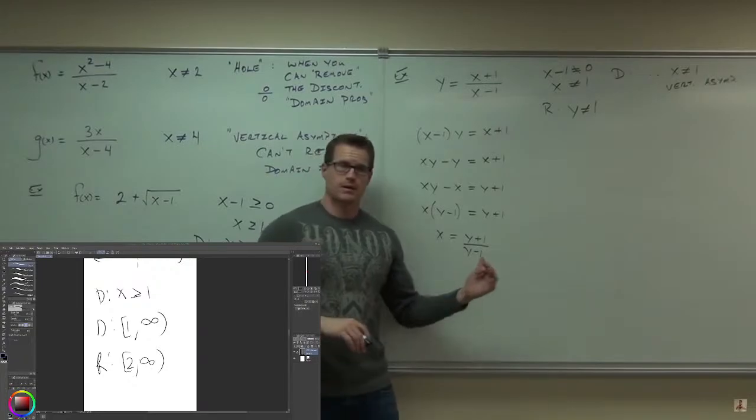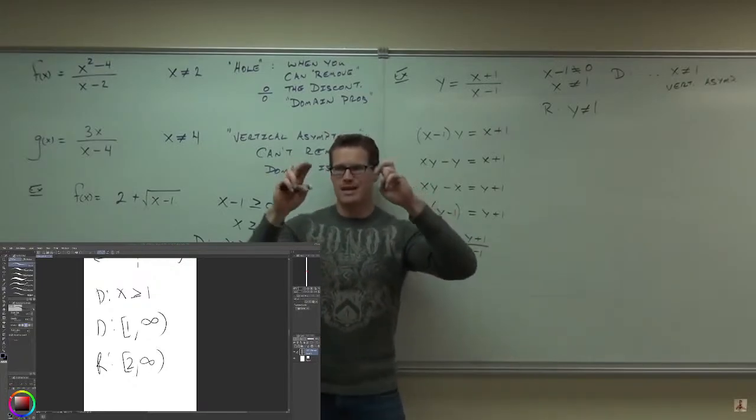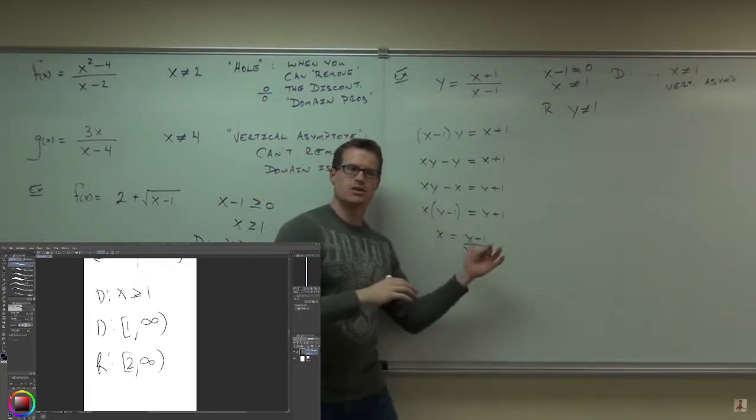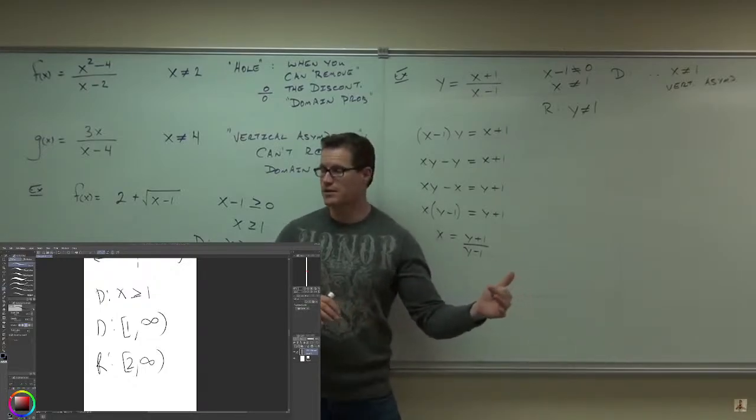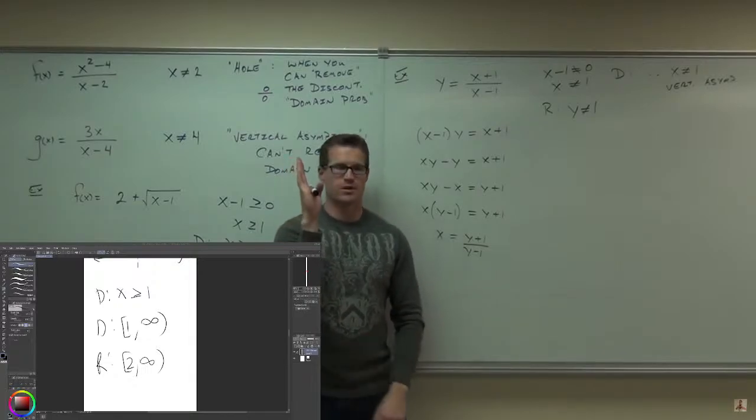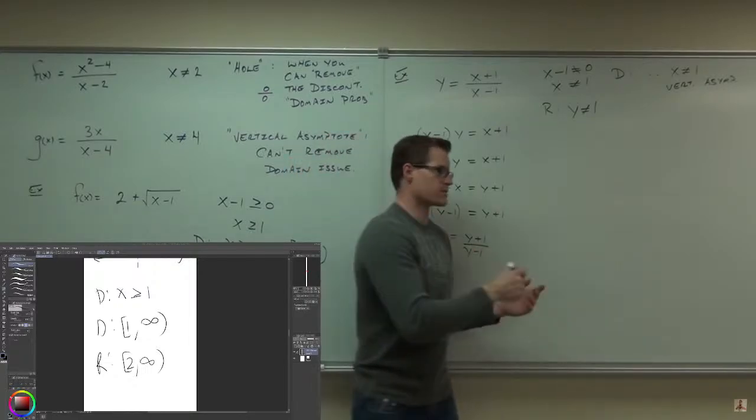Can you simplify out this domain issue, which is actually a range issue? Then this is an asymptote as well, only it's not a vertical asymptote. What is it? It's a horizontal asymptote.